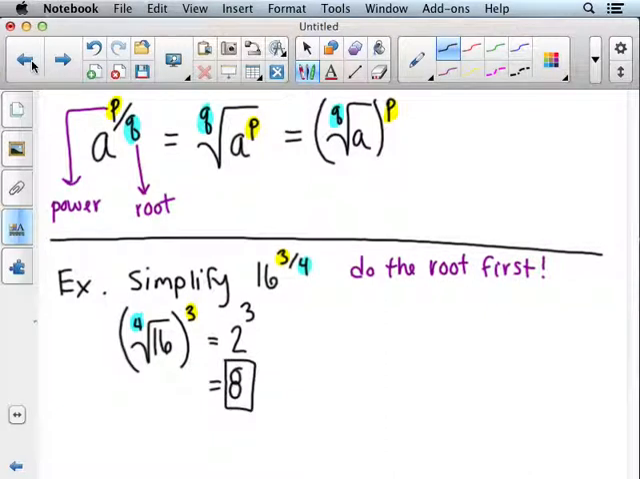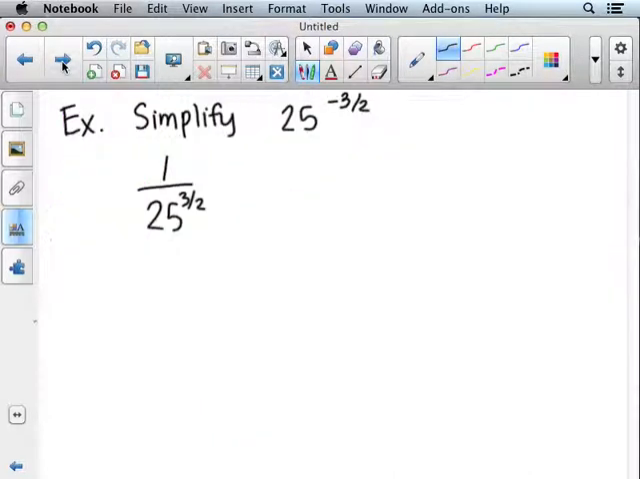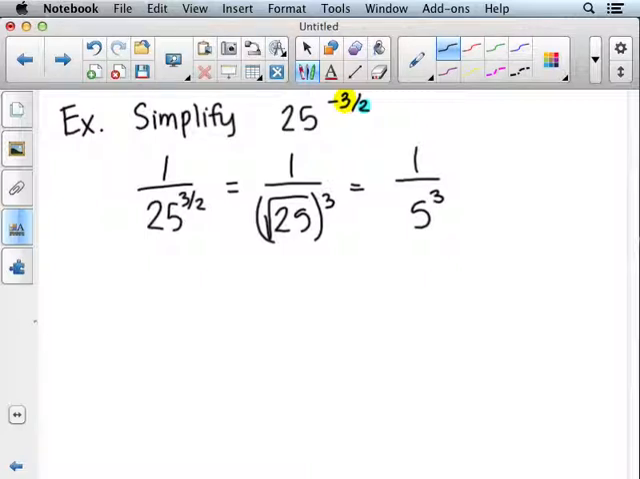Now remember, the number on top is your power, the number on bottom is your root. So here's my root, here's my power. I'm going to rewrite this as 1 over the square root of 25, all to the power of 3. The square root of 25 is 5, and 5 to the power of 3, well, 5 times 5 is 25, times 5 again is 125. So it's 1 over 125, and there's your final answer.